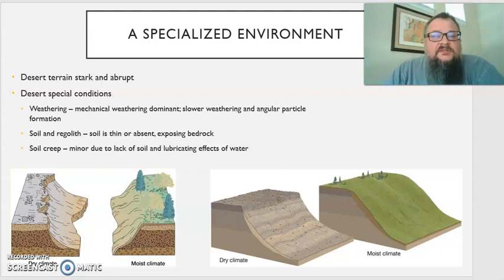Deserts are different from the other, more humid and more precipitous landscapes that we've talked about. They are what we would refer to as abrupt and stark, meaning they have more sharp edges. You are far more likely to see a 90-degree angle on rocks in the desert than you are in a place where it rains a lot. Deserts just look different.